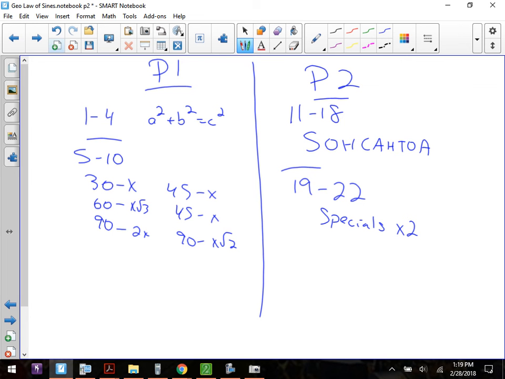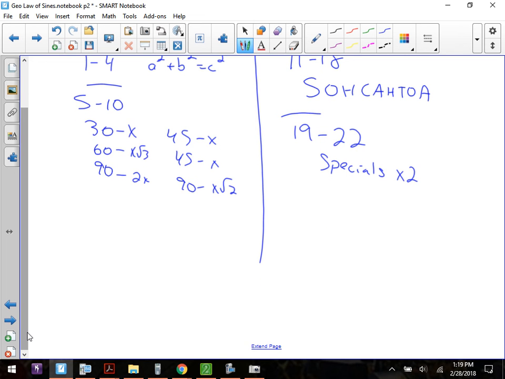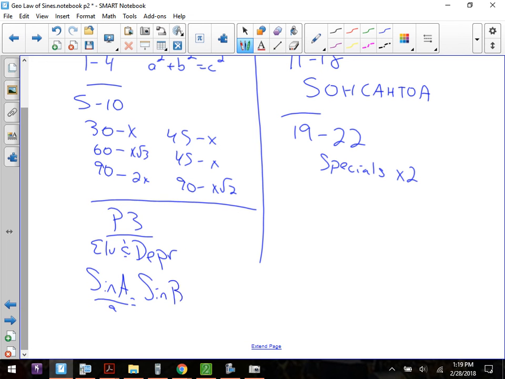That third page I've already talked about. It's elevation and depression. The bottom is law of sines. And then the last page, like I said, was just Pythagorean theorem and then converse.